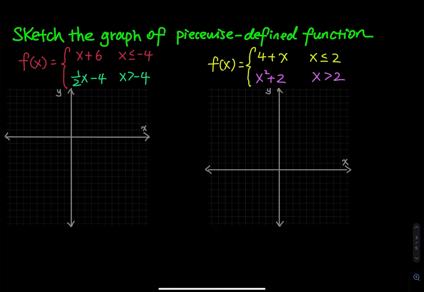The way I sketch a piecewise function is two things. One, know the shape. Let's say the linear function x plus 6. You should know in your mind what x plus 6 looks like. It's a straight line, slope equals 1, y-intercept is 6. The line is going uphill, increasing. And then the second line is also increasing. The slope is 1/2. The y-intercept is negative 4.